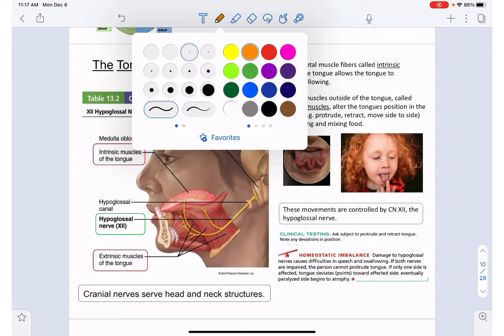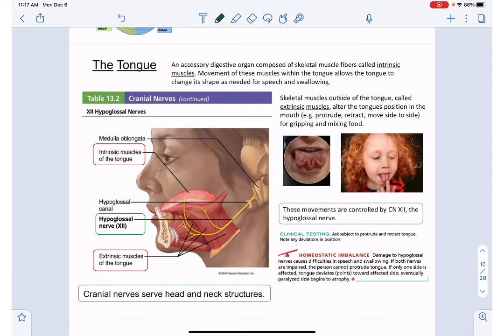And you can see, well, one, it's a cranial nerve because here it is coming from the medulla oblongata. And the nerve comes in and you can see it comes up here and it innervates skeletal muscles within the tongue and also skeletal muscles outside of the tongue, these extrinsic skeletal muscles.